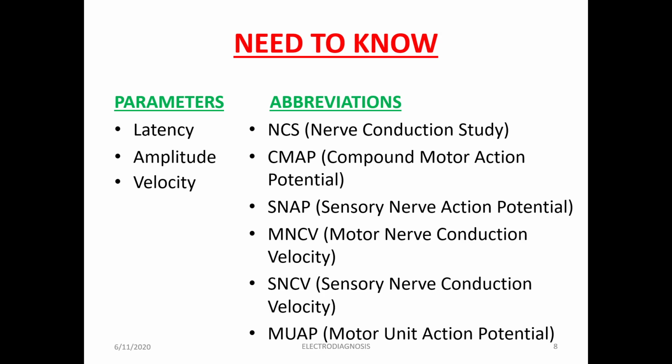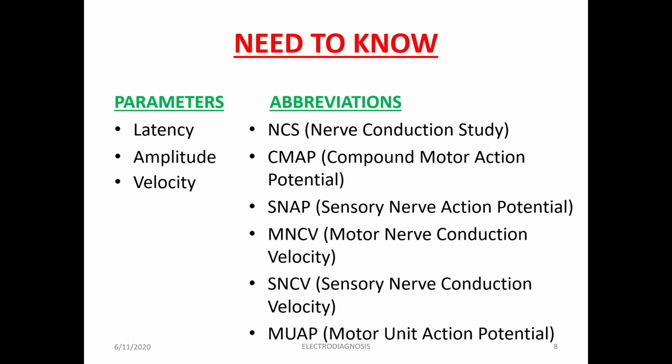Clear? If the company tells that you will be able to reach 100 km/h with a car or bike, but you are reaching 110 km/h, it is not a problem, it is good. But if you are reaching only 70 km/h with full speed, with full accelerator, then it is a problem. Clear? So latency more is a problem, amplitude less is a problem, and velocity less is a problem.